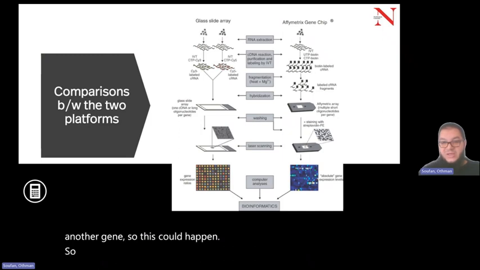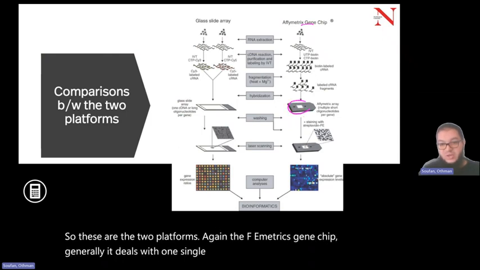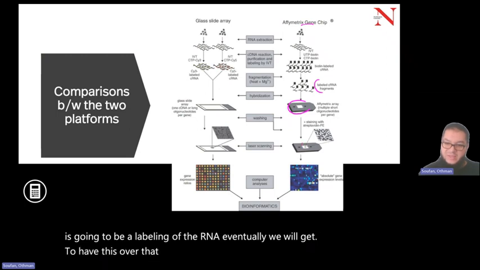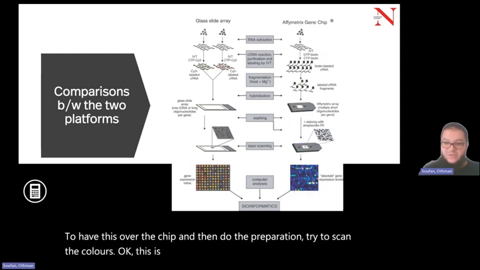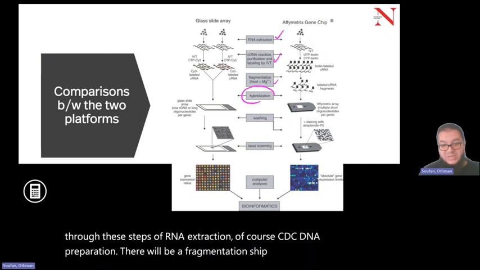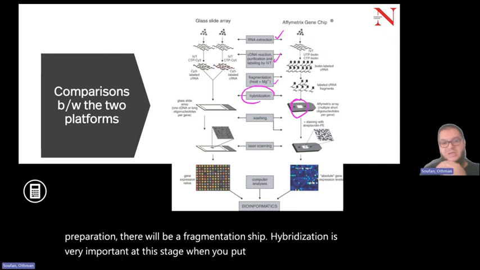So these are the two platforms again. The Affymetrix gene chip generally deals with one single chip. So these are the steps. There is going to be a labeling of the RNA. Eventually we will have this over the chip, and then do the preparation and scan the colors. This is the flow for a gene chip. It's going to go through these steps of RNA extraction, of course, cDNA preparation. There will be a fragmentation step. Hybridization is very important at this stage when you put the cDNA samples.